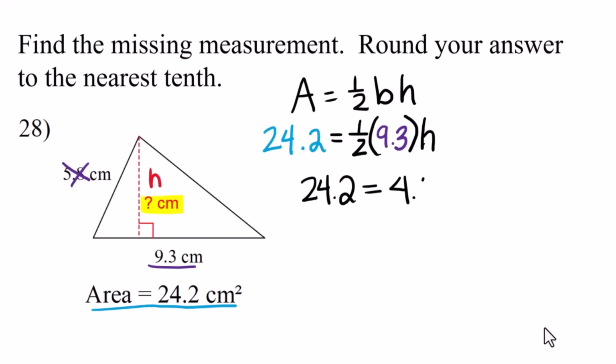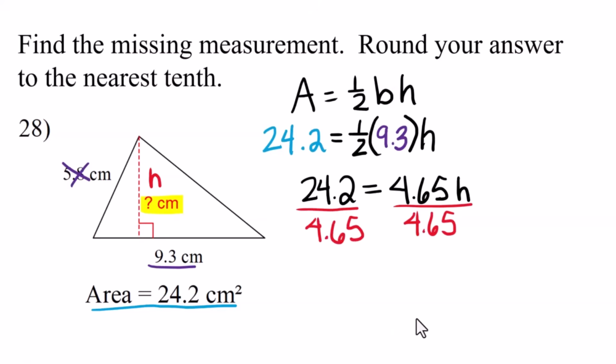We get 24.2 equal to 4.65, which is what you get when you take 1/2 times 9.3. Divide both sides by 4.65. And we get h equals 5.2. And I didn't put units on it, but it's centimeters.